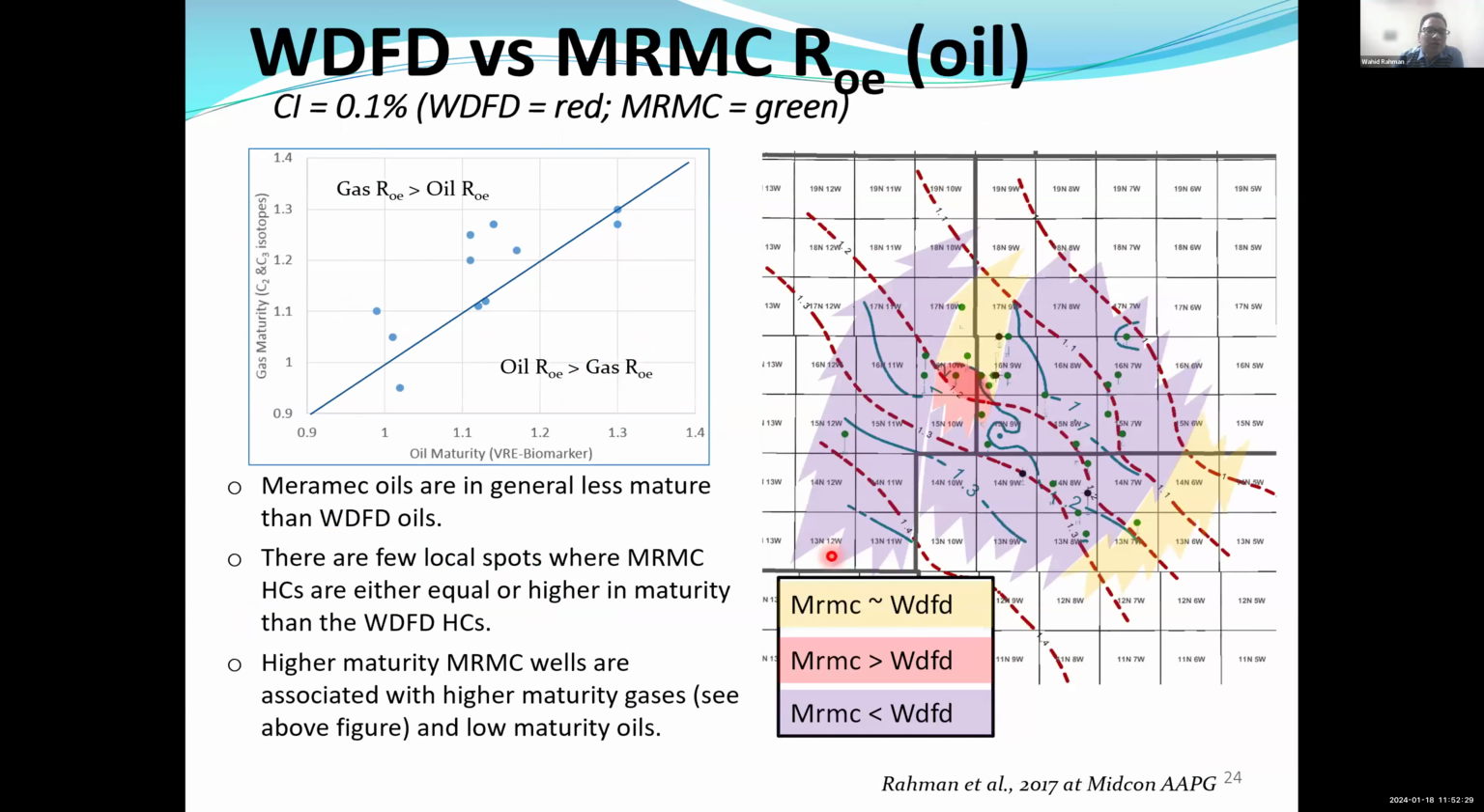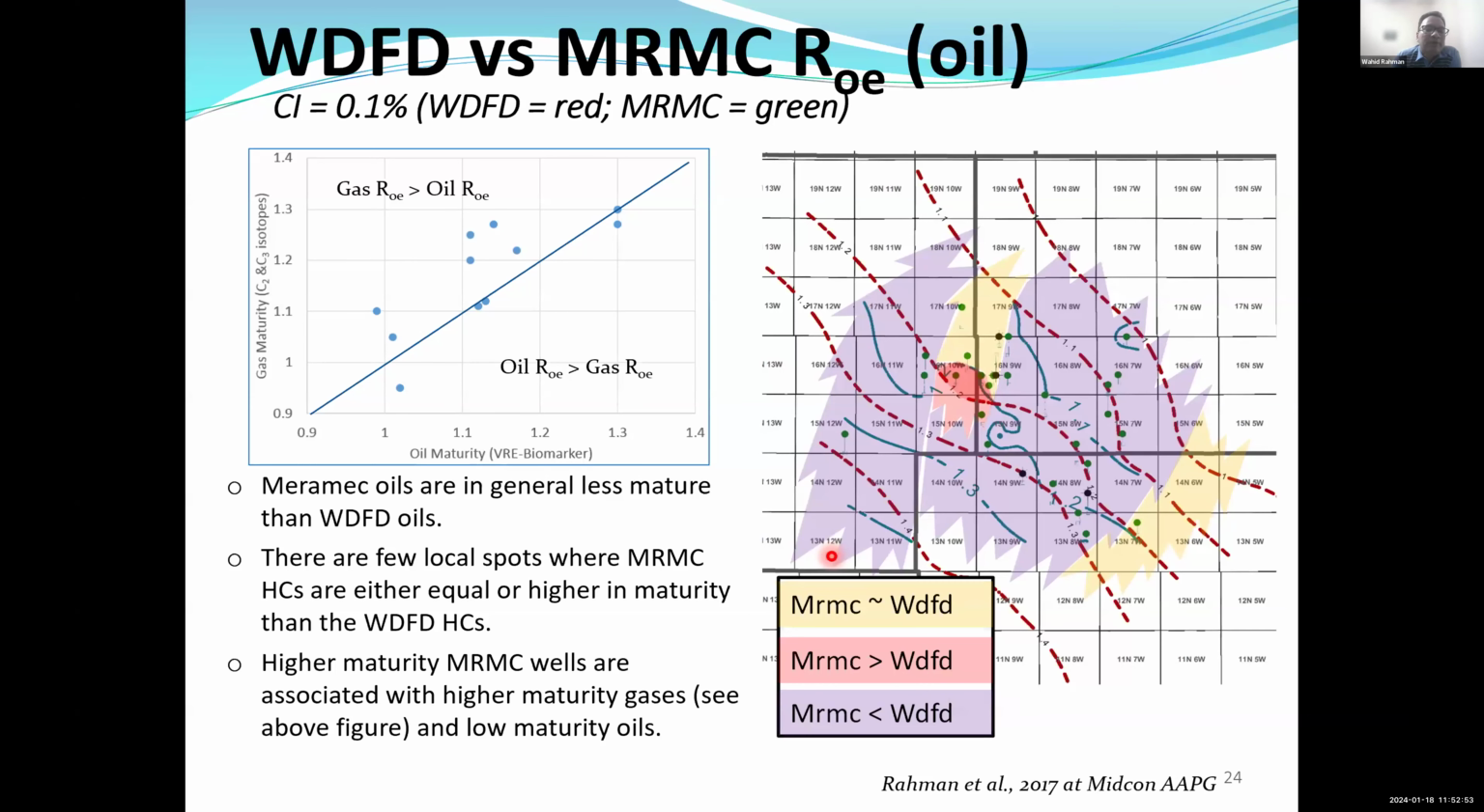Okay, here you go. So traditionally, if you have maturity data, like on the left-hand top, oil maturity versus gas maturity, if you have gas and oil coming from the same source without too much migration, stored in the same reservoir, they should be plotting on that line. But we don't see that. We see a variation in that, which is very normal. That's why we do science.